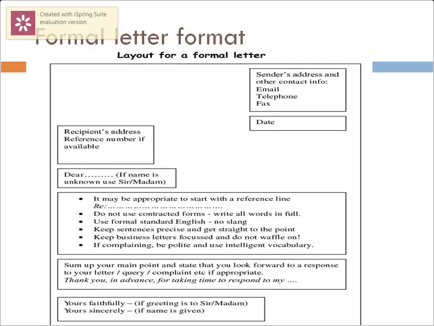In the body of a formal letter, we do not use contracted forms. That is, we do not use can't, won't, shouldn't, shan't, couldn't or wouldn't, but we write all words in full. We use formal standard English, that is, no slang words, when we write a formal letter. And we need to keep the sentences precise and get straight to the point. If complaining, we need to use polite and intelligent vocabulary.